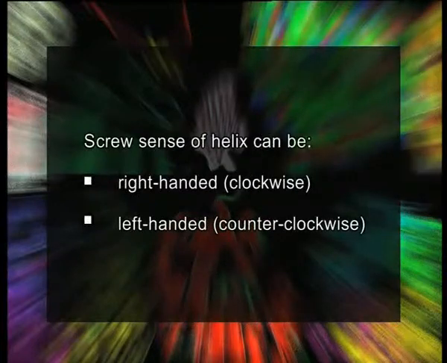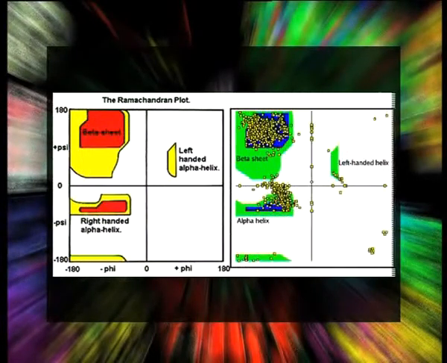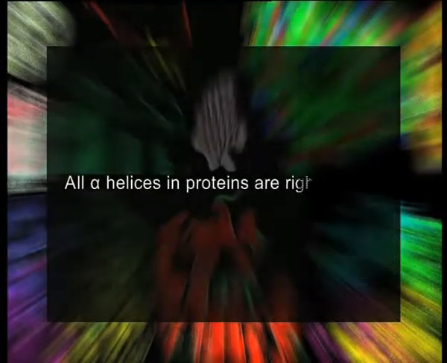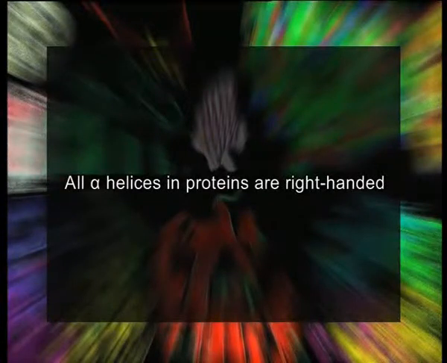The sense of a helix can be right-handed, that is clockwise, or left-handed, that is counterclockwise. The Ramachandran diagram reveals that both the right-handed and the left-handed helices are among the allowed conformations. However, right-handed helices are energetically more favorable because there is less steric clash between the side chains and the backbone. Essentially, all the helices found in proteins are right-handed.